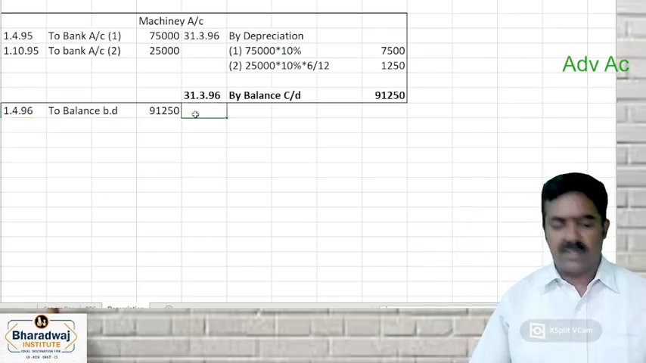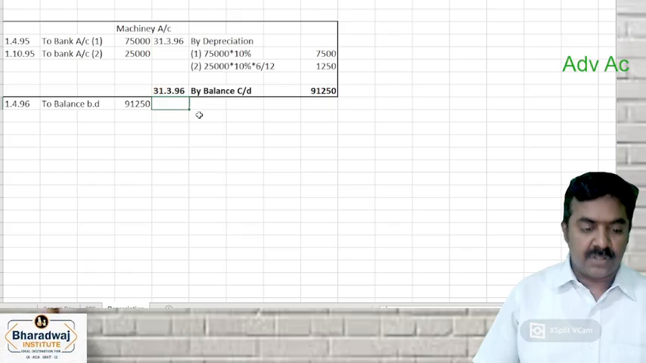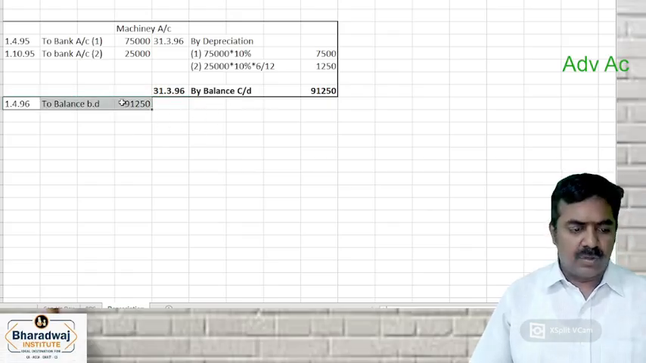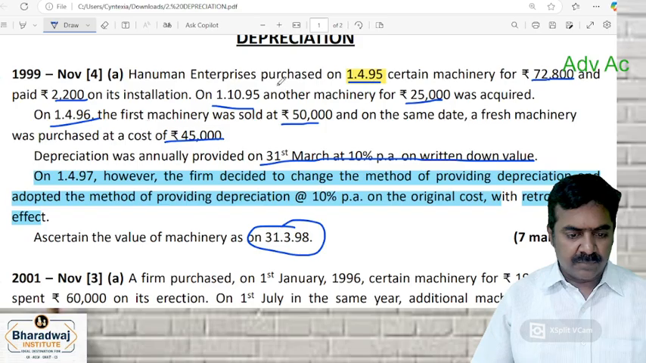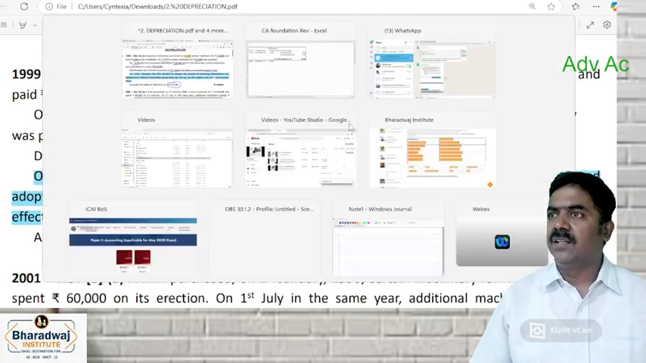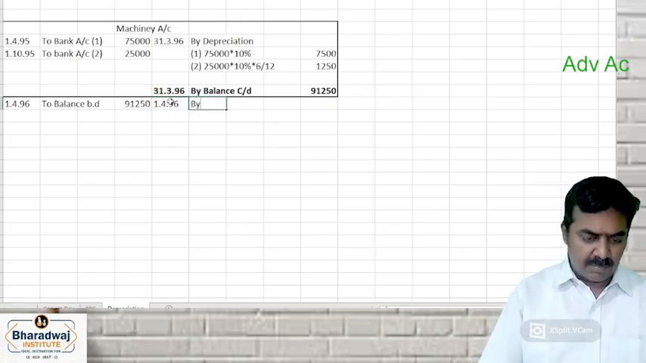From now onwards, listen for the next 2-3 minutes. I'll complete this, then you can take it up. Shall I? On 1,496, what is the balance? 91,250. On that day, we are selling the first machine. We sell it on 1,496 itself by bank account.